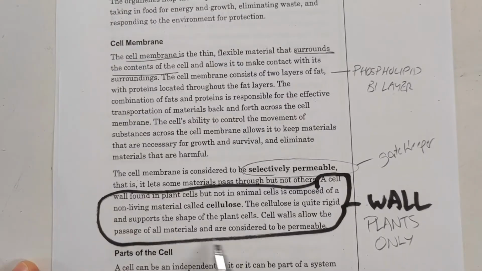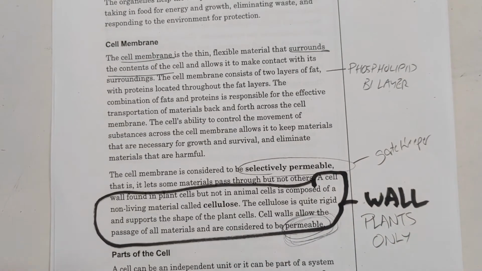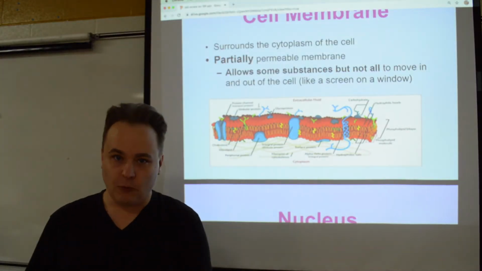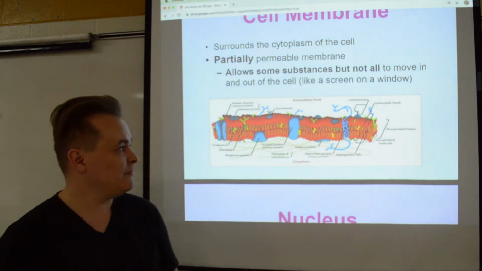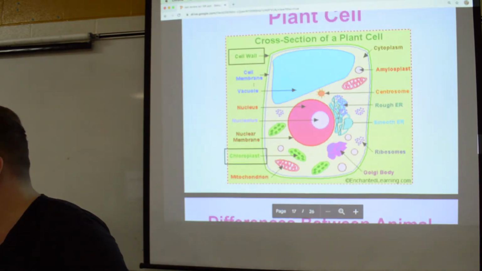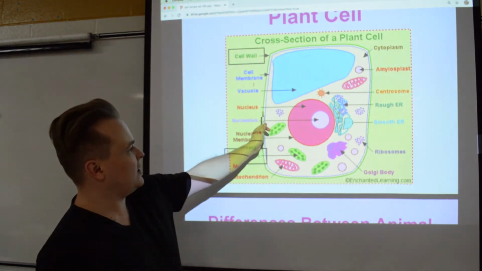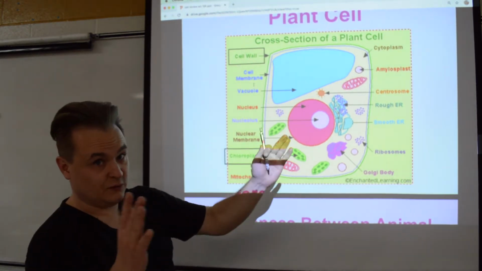Cell walls allow the passage of all material and are considered to be permeable. Yep, stuff can pass through a cell wall. Because remember, in a cell wall, right here, it can get through cell walls easily. But where it stops is the membrane, which is behind the wall.